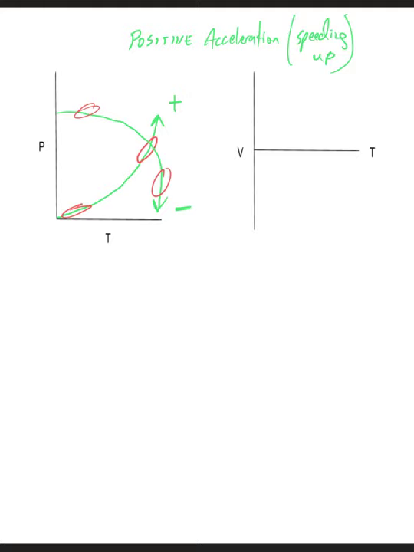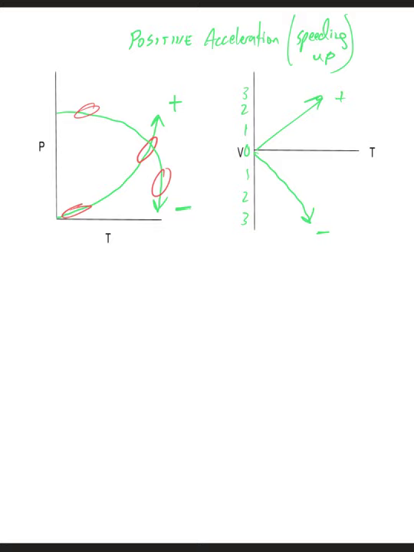On a velocity time graph, remember adding these numbers really helps. We need to show something speeding up. That would be speeding up in the positive direction or increasing speed in the positive direction. This would be increasing speed. It's just in the negative direction because it's in that bottom quadrant. Both of those would show positive acceleration.